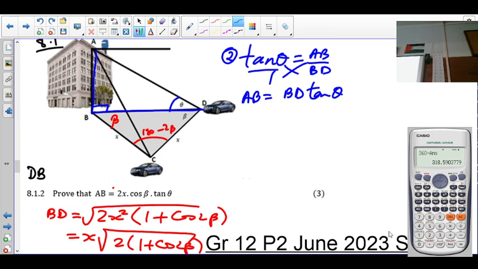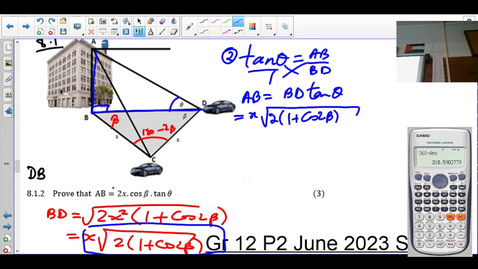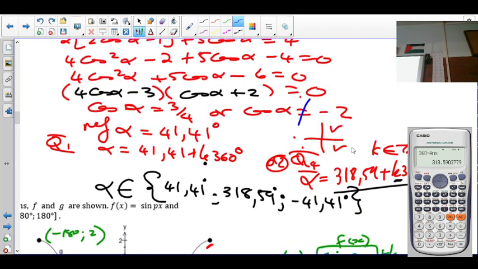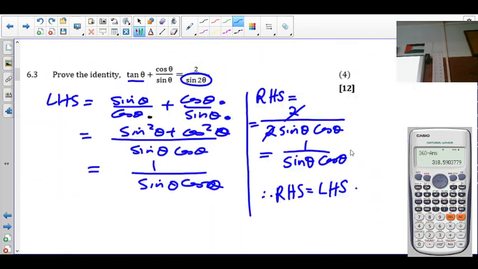Here's tan theta. Here's BD, this is what BD is equal to, so I'm going to replace that. I'm going to now say AB is x root 2 into 1 plus cos 2 beta times tan theta. But if I look here, I don't have cos 2 beta in the answer. So I must replace that with one of those 3 that we had earlier on.